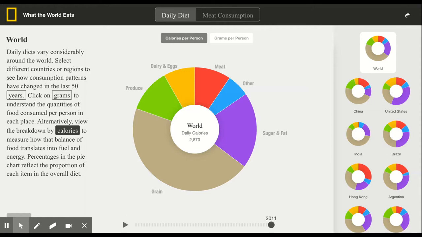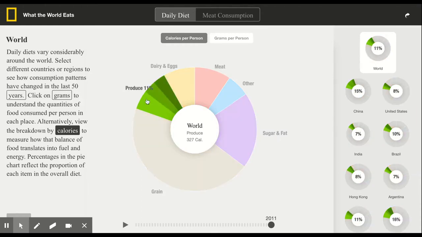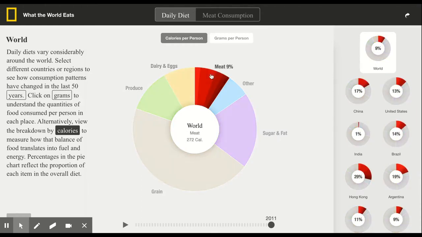And when you enter the site, you will see this large donut-shaped pie graph looking at the number of calories per person up here. And those calories are sectioned off into different types of food categories. So we have sugar and fat, meat, dairy and eggs, produce. We can see that the world gets almost half of its calories from grain, and also a large percentage from sugar and fat. Not as much as it should from produce or dairy and eggs or meat.